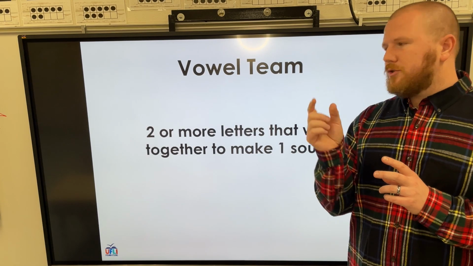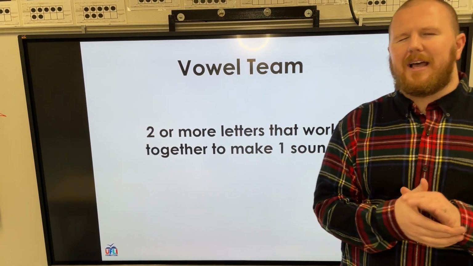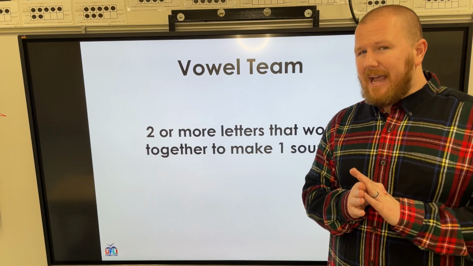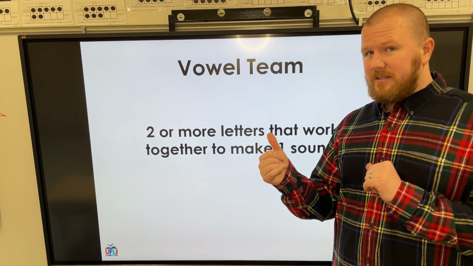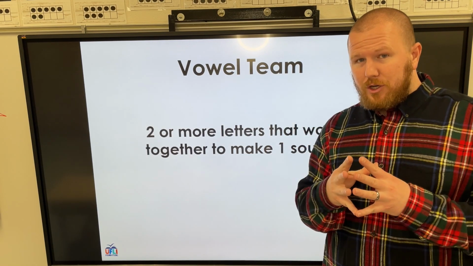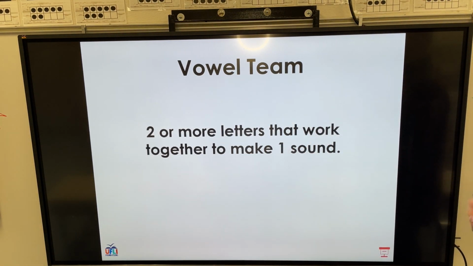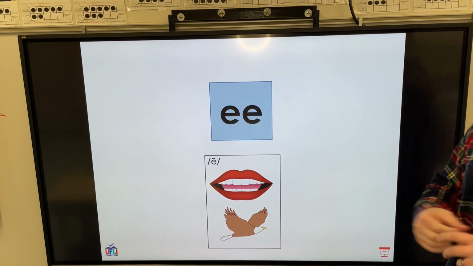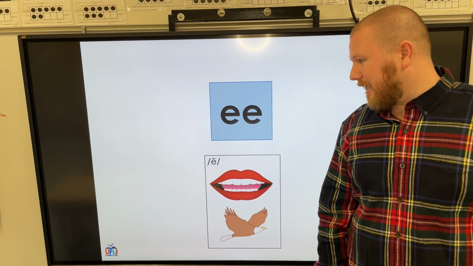Vowel teams are two or more letters that work together to make one sound. So it's kind of like a digraph, but digraphs we use consonants for. This is a vowel team because it uses letters to make a vowel sound. So let's take a look at the ones that we're going to be learning today. First one is EE. That says E, kind of like in the word see.